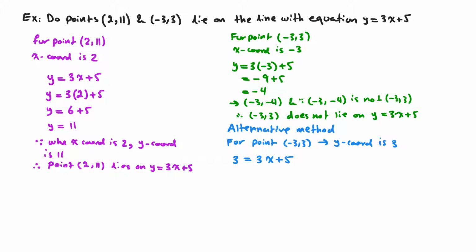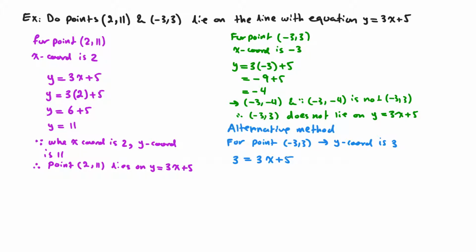And we can try figuring out the x coordinate of the point on our graph, which has a y value of 3, or y coordinate of 3. And if this x value ended up being -3, that means that this point lies on this line. But if it doesn't, that means it doesn't. So let's solve for x here.